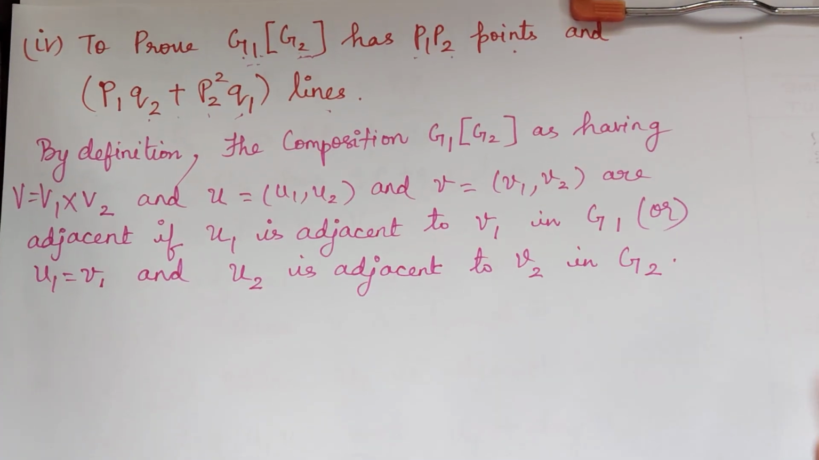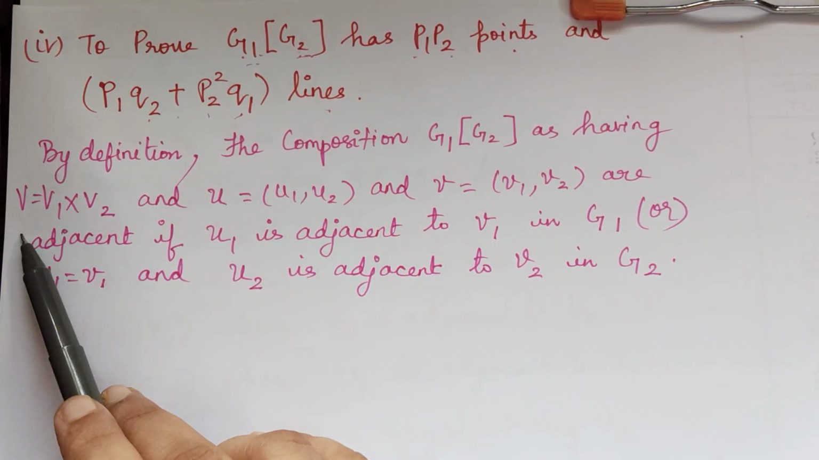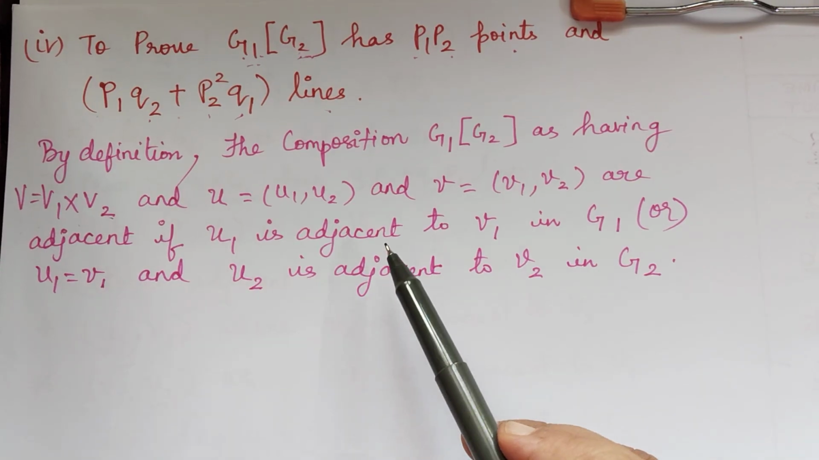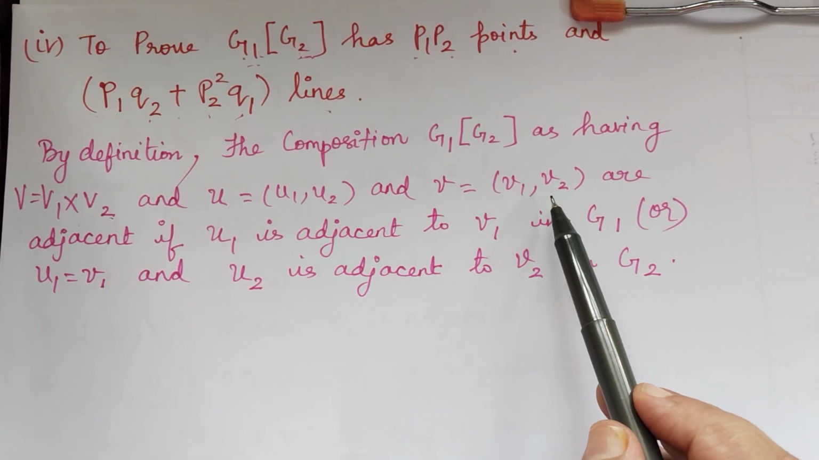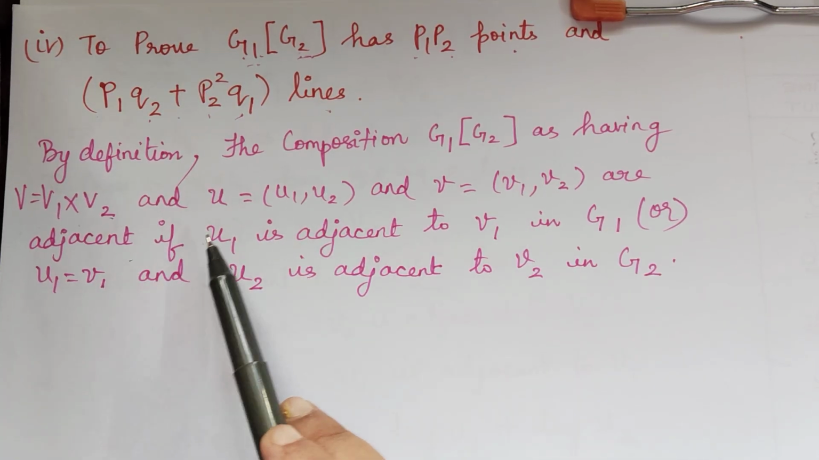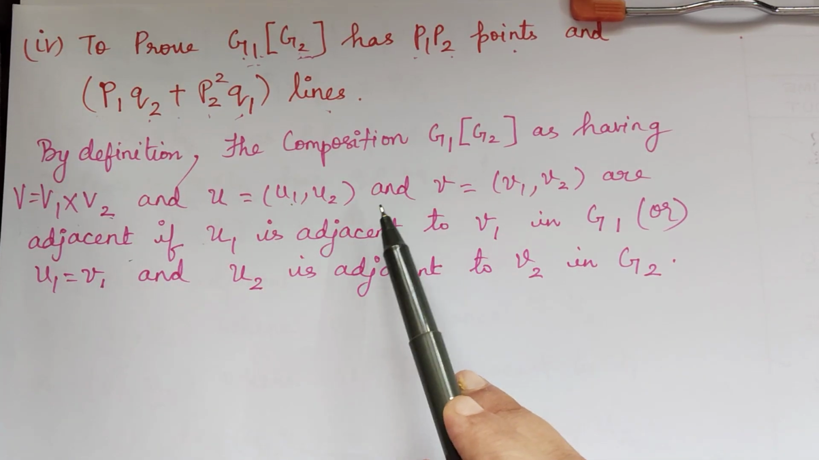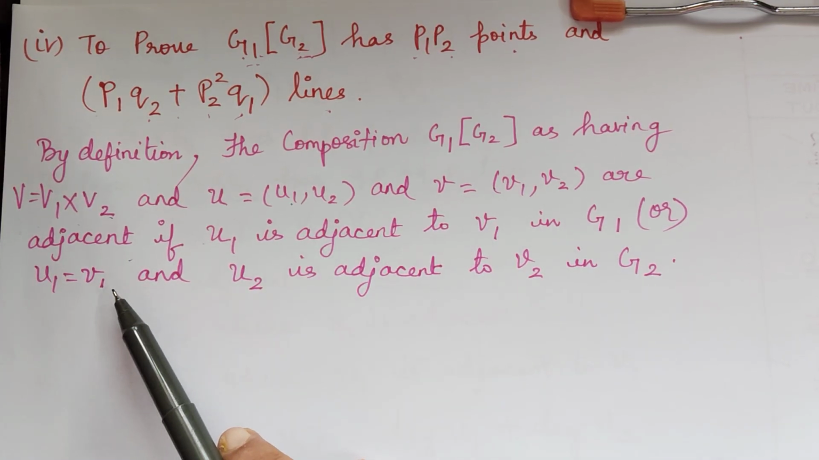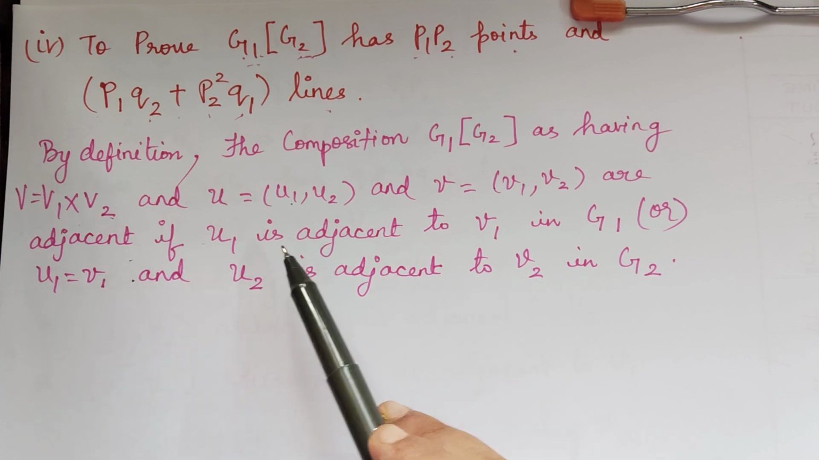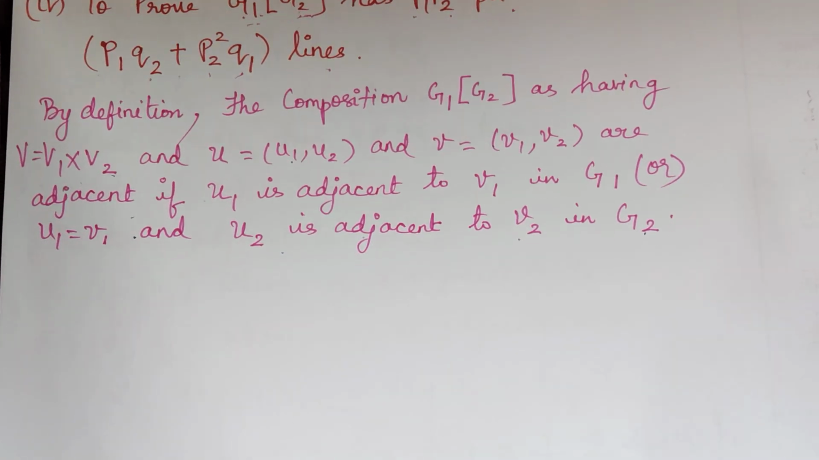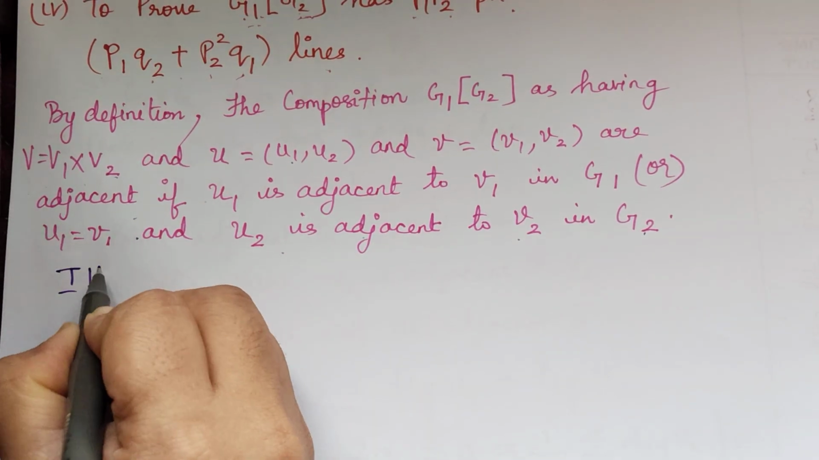So by definition, the vertex set of the composition is same as the product, V1 cross V2. And when are two points said to be adjacent? If we take points like this, then they are adjacent if u1 is adjacent to v1 in G1, or u1 is equal to v1 and u2 is adjacent to v2 in G2. So we will illustrate this first. We will write the same illustration.